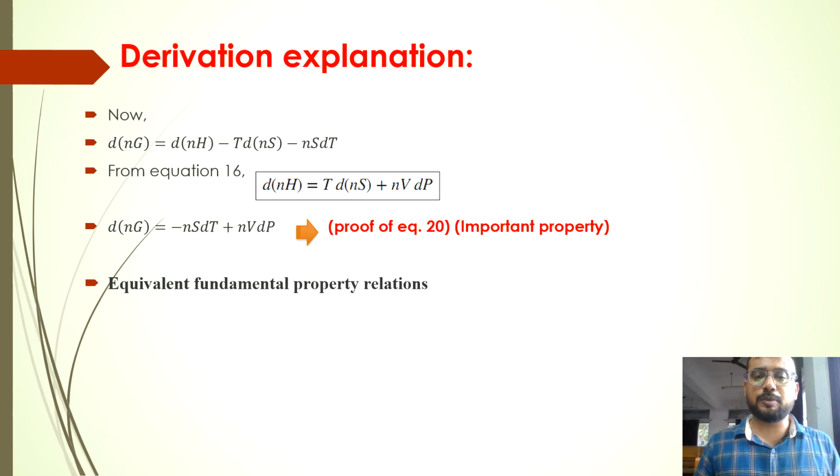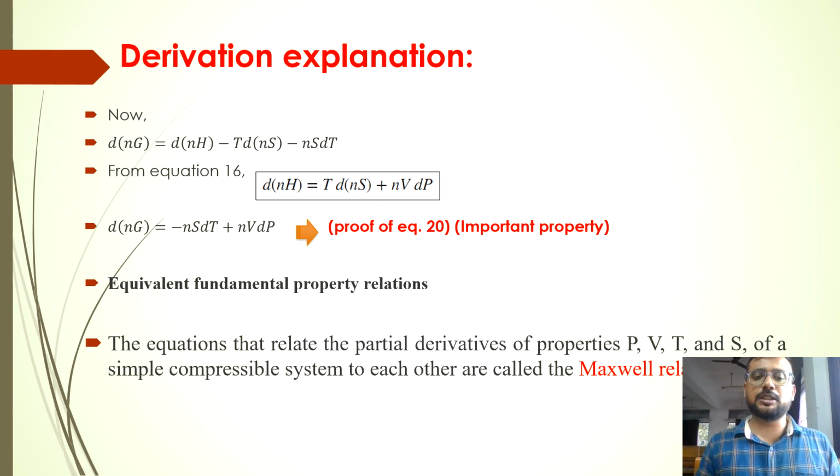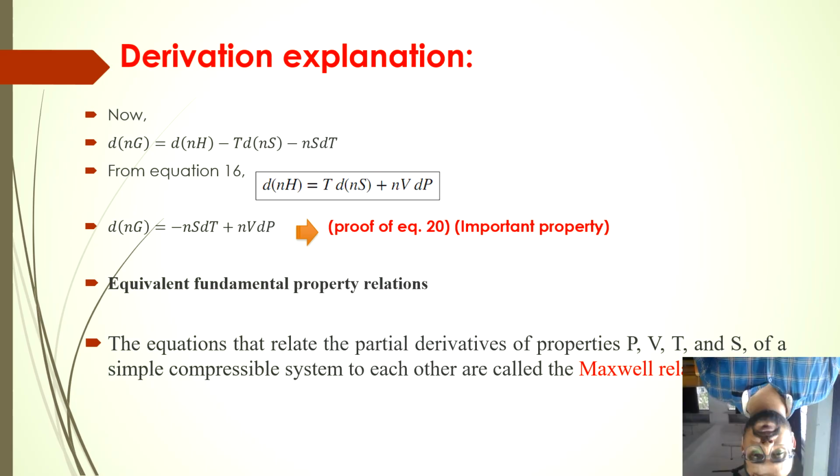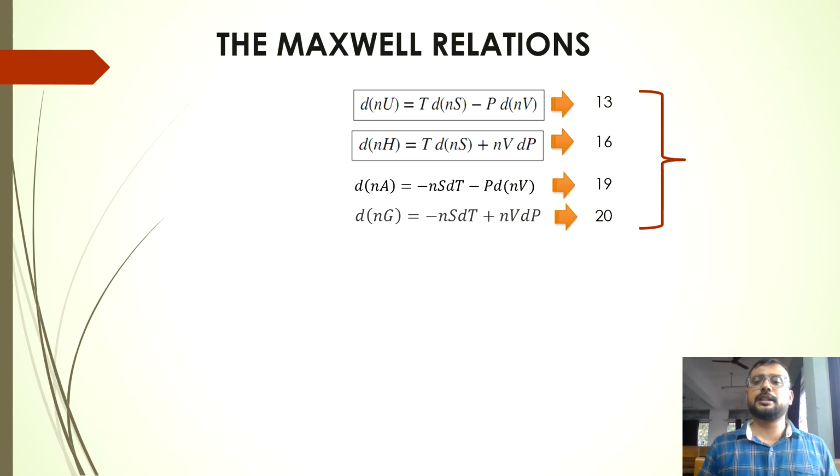So these are equivalent fundamental property relations. The equations that relate the partial derivatives of the properties P, V, T, S of a simple compressible system to each other are called the Maxwell relations. Now, the fundamental equations are d(nU) equals T d(nS) minus P d(nV), d(nH) equals T d(nS) plus nV dP, d(nA) equals minus nS dT minus P d(nV), and d(nG) equals minus nS dT plus nV dP.